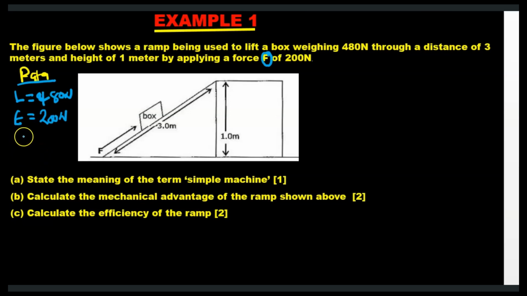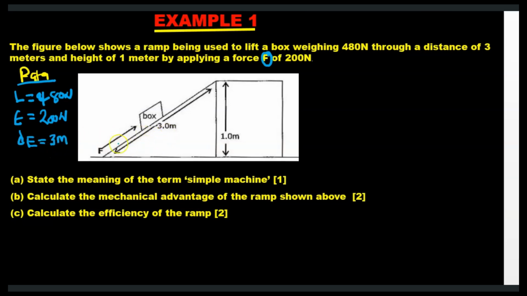We still have some information here. A box weighing 480 Newton through a distance of 3 meters. The distance of 3 meters is the distance moved by effort. So this is put through a distance of 3 meters. This is the distance moved by effort. So the distance moved by effort is 3 meters.